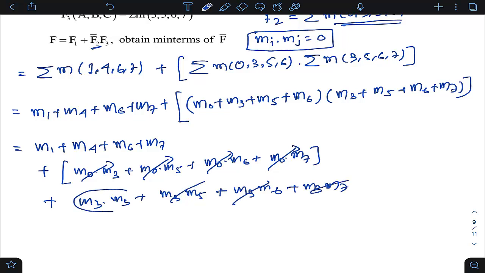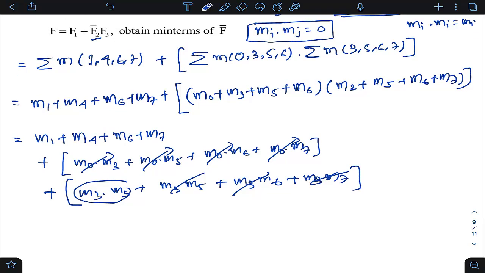So the others are 0, and you are left with min term 3 with min term 3. But we also studied the property that min term i ANDed with min term i is the same min term i. So this will give me min term 3. Similarly for 5 and 6. Doing it with min term 5, min term 5 with min term 5 gives min term 5, and the remaining terms will be 0. Lastly with min term 6, min term 6 is present here, so min term 6 with min term 6 gives min term 6, and the remaining terms will be 0.